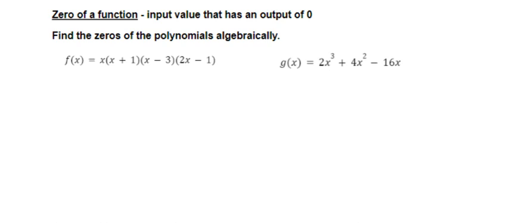So what we're going to do now is review zeros of a function. A zero of a function is the input value that has an output of 0. That's what we've been doing. We use the zero product property to say that if my output, f of x, equals 0, then each of these factors has the opportunity to be 0 in order to multiply by everything and zero it out. So there are 4 different options of what it can be.